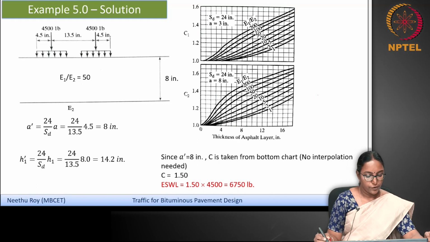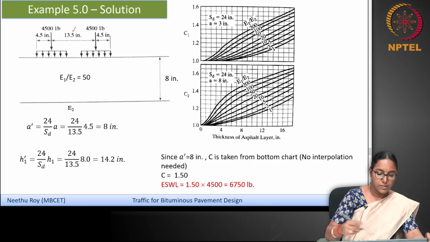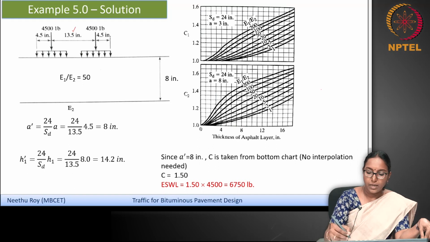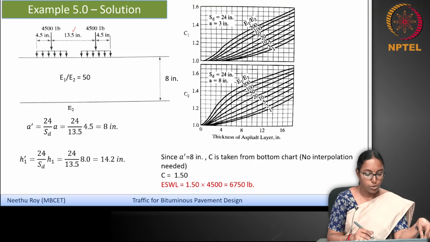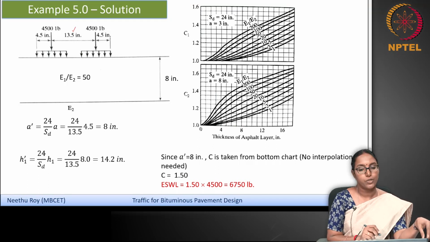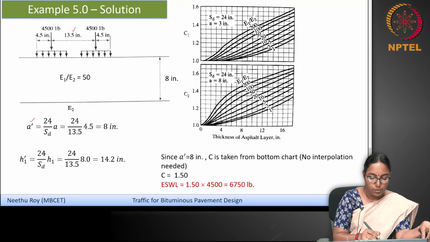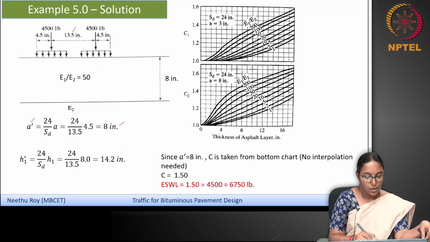Okay, so first of all, let's see what spacing is given. 13.5 is the spacing, but since the spacing used in the strain computation is 24 inch, you have to convert it, that is, find A dash and H1 dash. This is already explained in the tensile strain computations. So you get A dash as 24 by SD into A, which is 24 by 13.5 into A, which is 8 inch, and H1 dash is 24 by SD into H1, which is 14.2 inch.